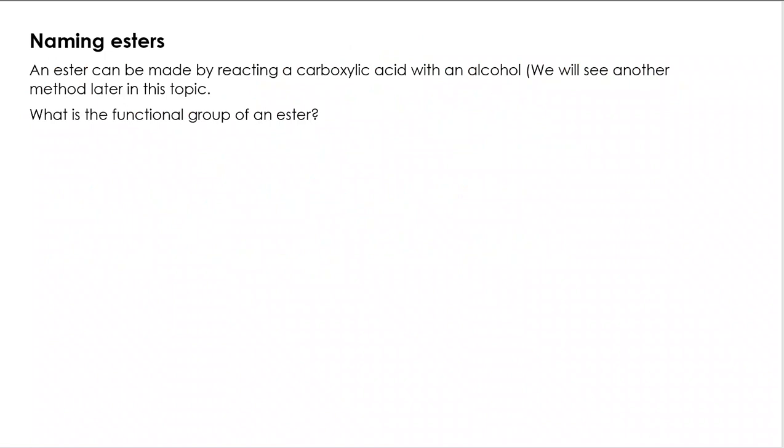We're now going to focus on naming esters for the remainder of this video. What is the functional group of an ester? Well, it looks a little bit like a carboxylic acid in the sense I've got a C double bond O and an O, but instead of there being an H here, we have another alkyl group. So let's look at some of these in action.